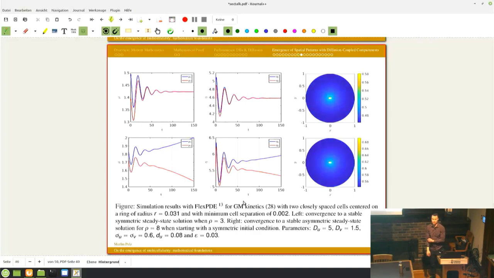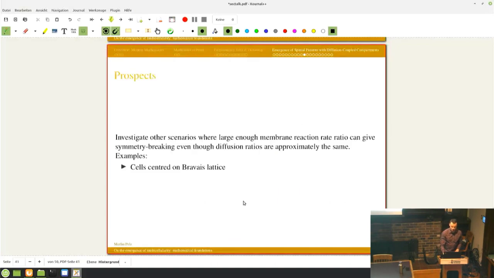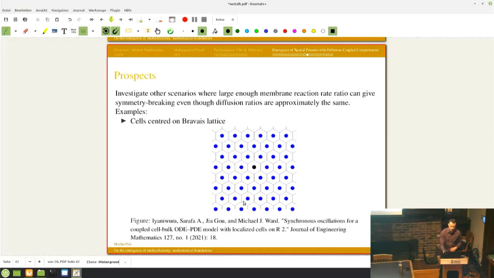Same when we put the cells close together. Our theory fails, but we can anyway simulate it numerically, even though nobody has recovered this yet. We are trying to do precisely this. Now it's key to search for other scenarios where the reaction rate ratio is the bifurcation parameter to cell specialization, to symmetry breaking, putting cells on an infinite lattice, so up to a certain scale it models tissues, right? This is the next step.